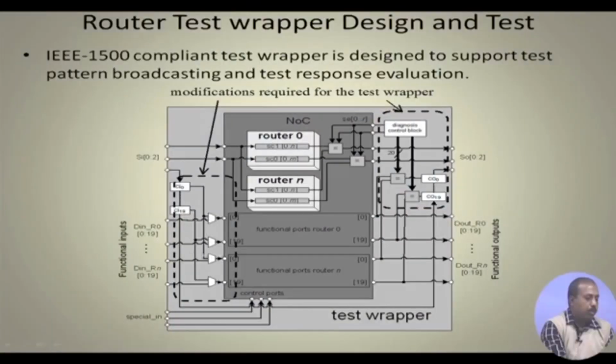Now, some extra things that are needed are this part and this part. You see all the routers are put onto this test wrapper. That is a big challenge, putting all the routers onto this. You see that the entire NOC is getting wrapped by a wrapper like this. That is the modification. This was not required for SOC testing, but for NOC testing, if we are going to test all the routers together, we have to design this type of router wrappers.